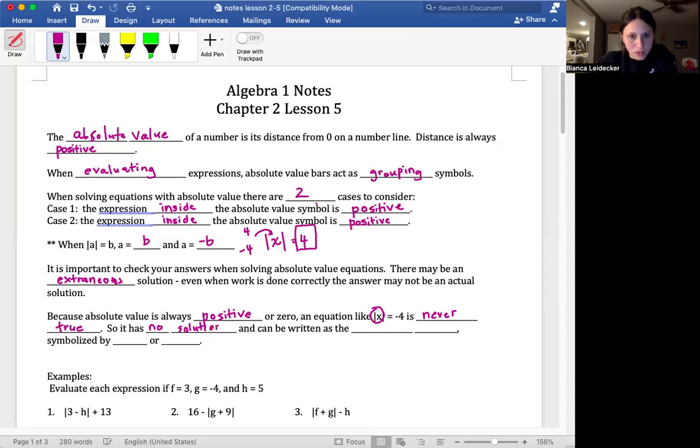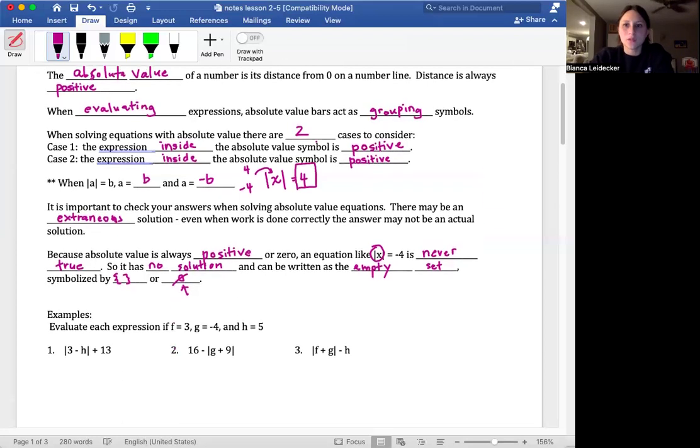No solution can be written as the empty set, symbolized by brackets with nothing inside, or an empty set with a zero, kind of a no solution sign. This is the no solution sign. Okay, let me fill this out. Written as the empty set, and it's symbolized by having a set with nothing inside, hence empty set, or a no solution symbol.